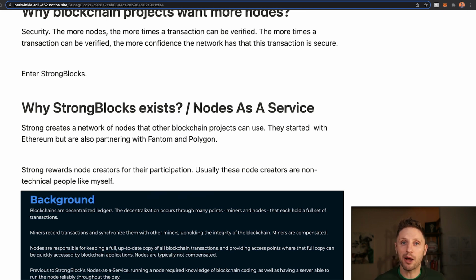A key part to their value proposition is that to put a node out there and for it to be used properly takes a lot of technical expertise, something that I don't have and probably a lot of you don't have either. They're leveraging their own expertise in this field to do it for us as long as we pay them to do that.